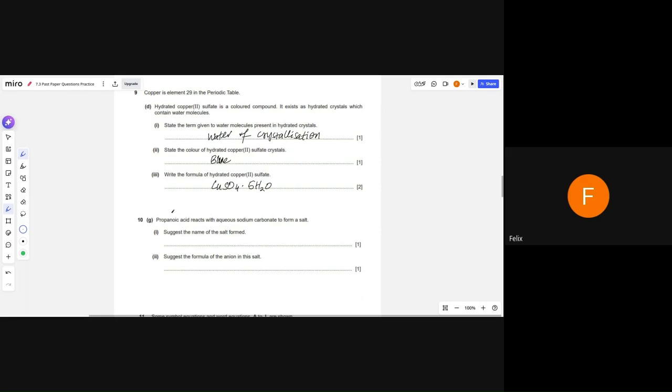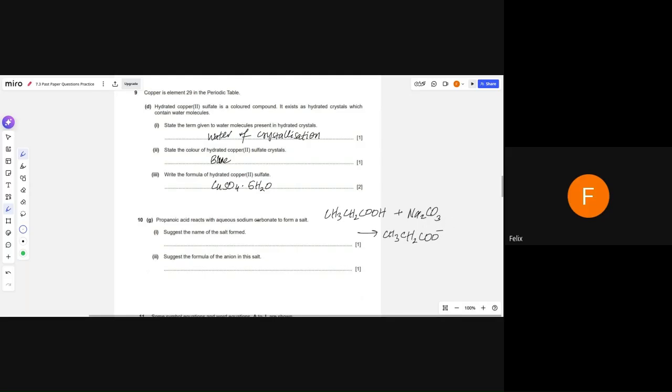Propanoic acid is a carboxylic acid with 3 carbon atoms. So the formula is CH3CH2COOH, and sodium carbonate is Na2CO3, because the polyatomic ion CO3 has a 2 negative charge. So how do you write the product? When propanoic acid dissociates, it changes into the propanoate ion, CH3CH2COO negative. That is a propanoate ion.